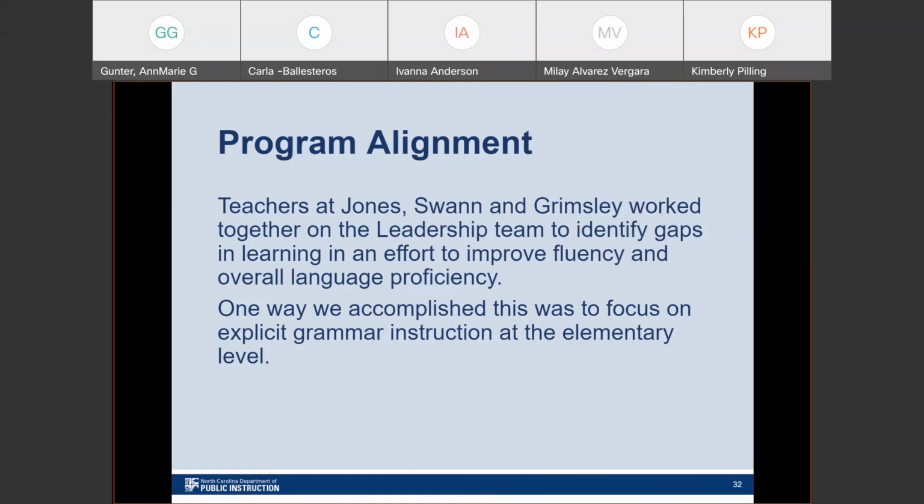And again, we don't have any specific data, but anecdotally, our teachers at Swan are now seeing 6th graders and 7th graders with improved Spanish grammar skills over what they were seeing 2 or 3 years ago. So this is just one example of how we have activated our teachers as experts in the classroom to change their practices and improve the Spanish of their students. Next slide, please.